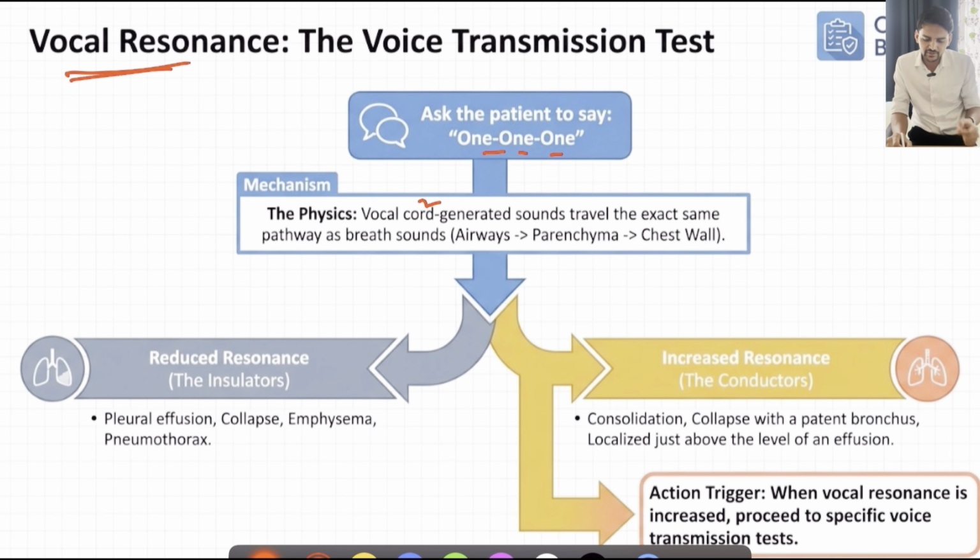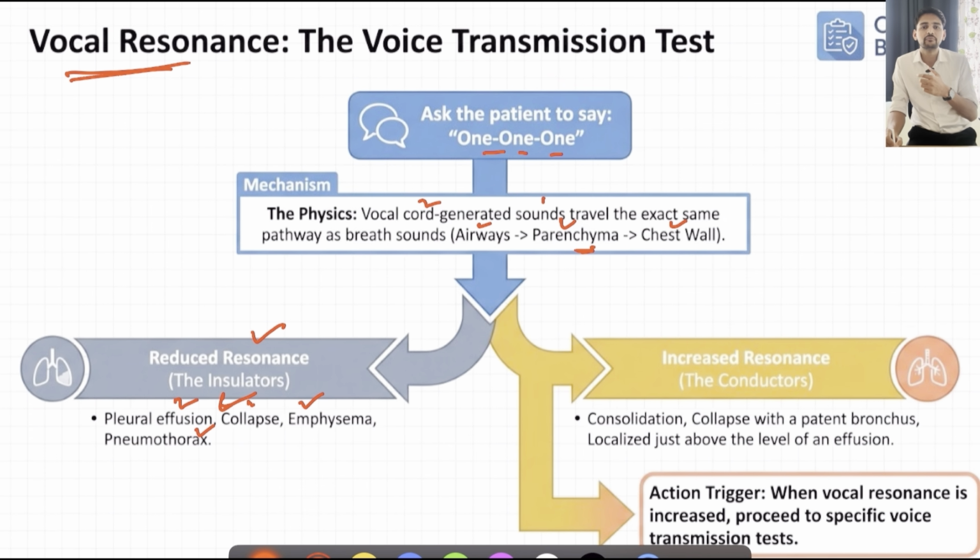The vocal cords will generate some sound and it will travel through the same path, that is airways and lung parenchyma, and we are auscultating it over the chest wall. This is what we are doing in vocal resonance examination. Whatever sounds are generated here will be filtered and attenuated at the lung parenchyma. So after this filtration only we are hearing the sounds. The same mechanisms apply here as well. If there are any intervening structures which further filter these sounds, it will lead to reduced vocal resonance. What are the examples? Same as before, like pleural effusion, emphysema, pneumothorax, and collapse without patent bronchus.